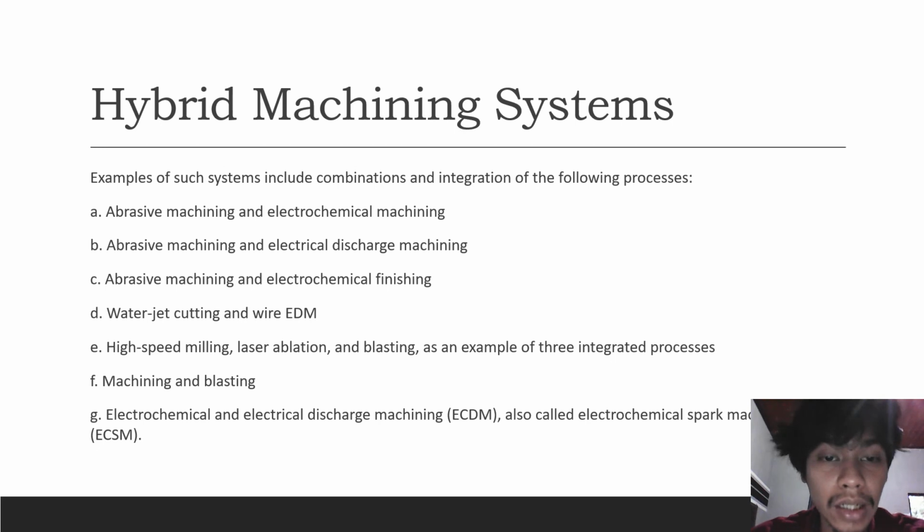A. Abrasive machining and electrochemical machining, abrasive machining and electrical discharge machining, abrasive machining and electrochemical finishing, water jet cutting and wire EDM, high-speed milling, laser ablation, and blasting as an example of three integrated processes. F. Machining and blasting. And the last one is electrochemical and electrical discharge machining, or for short ECDM, also called electrochemical spark machining, or for short ECSM, etc.